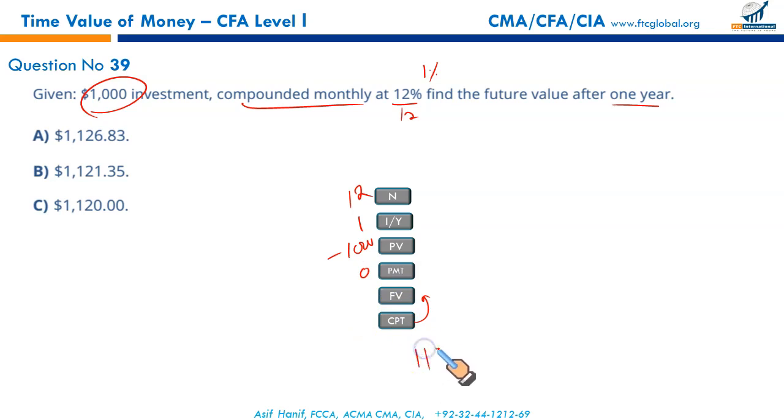That's 1126.825 in the points. So 1126.83 roughly. That makes A the correct option.